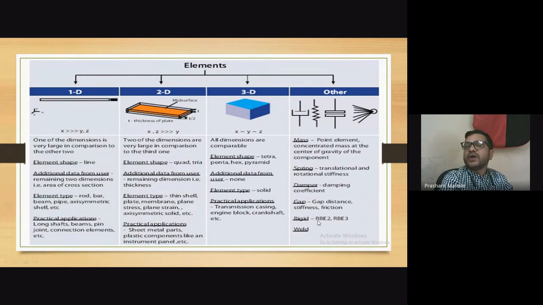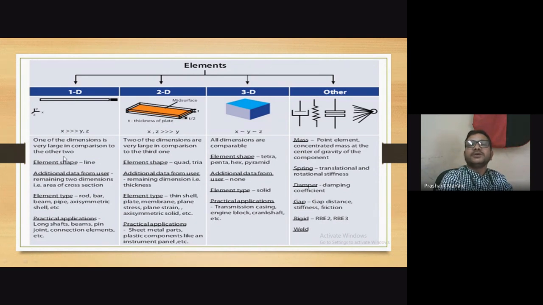So in rigid body, you have RBE2, RBE3, so it is a rigid body element 2, a rigid body element 3, and so on. And weld. So weld we are going to see in detail at the end of this unit, weld joint, because analysis of welded joints and all is a very critical part in analysis. So we'll see that in detail also. So we have other elements for representing welds also.